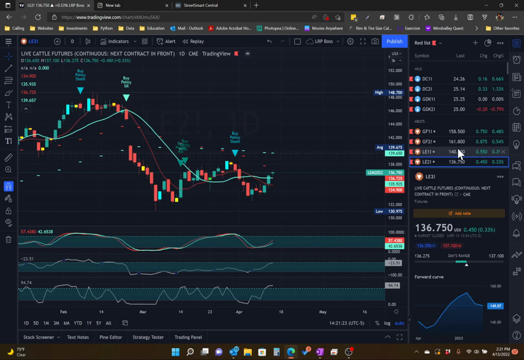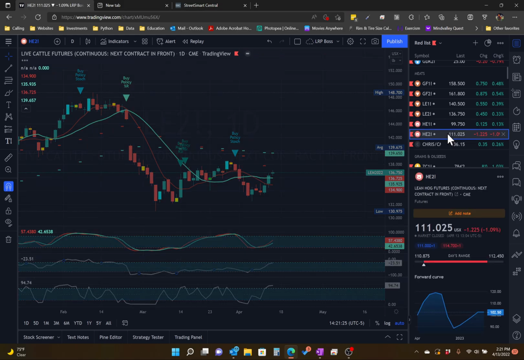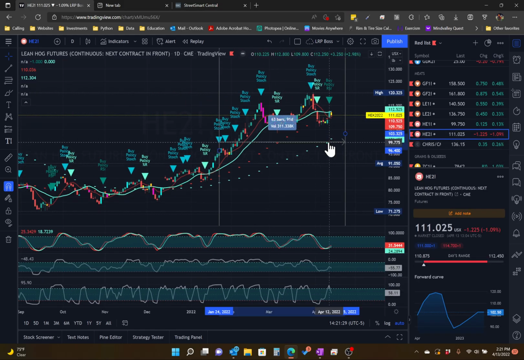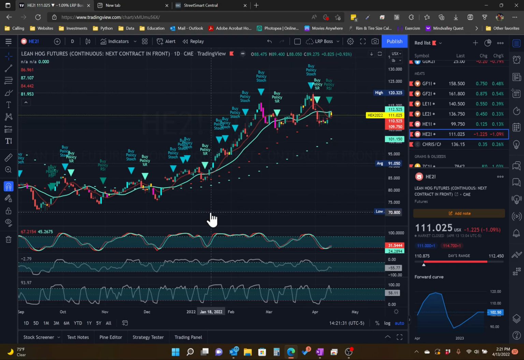I'll touch real fast on the hogs. Not seeing a whole lot in hogs either. We've been on a heck of a run here in the hog market, and now it's just starting to bounce sideways a little bit. We got some support where we bounced off the 9-week moving average. We've traded through it a little bit, but it's really stalled out there, right?